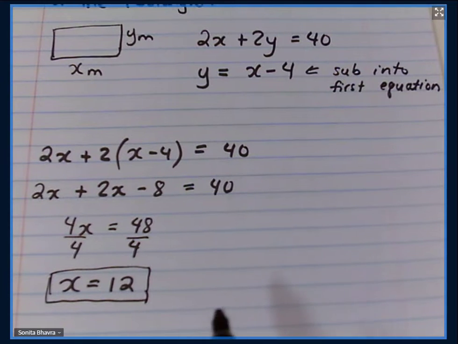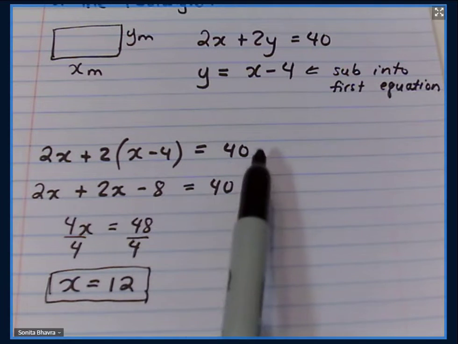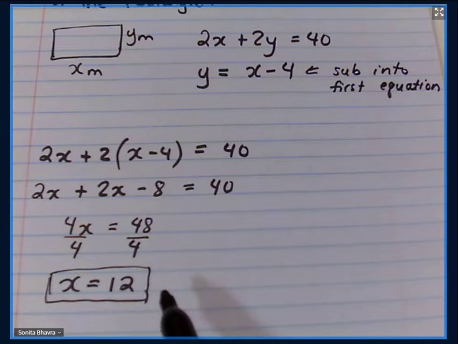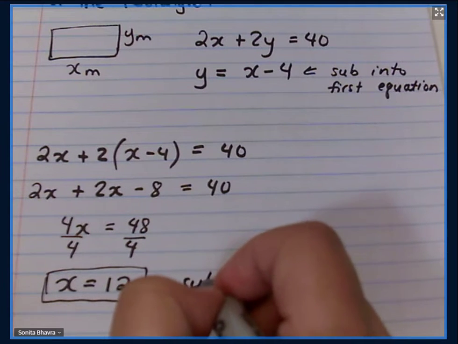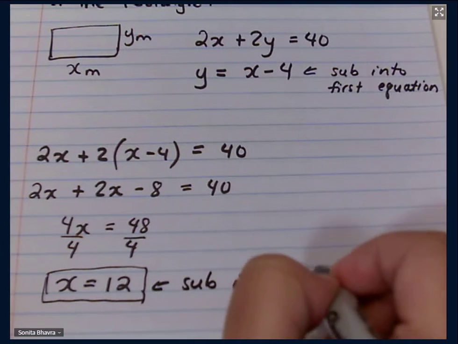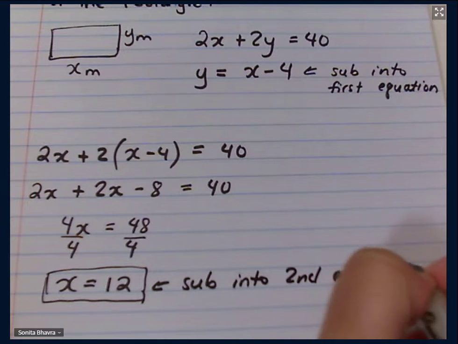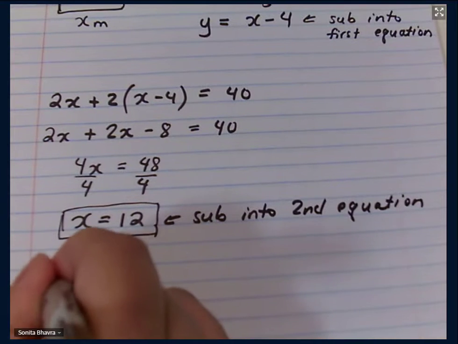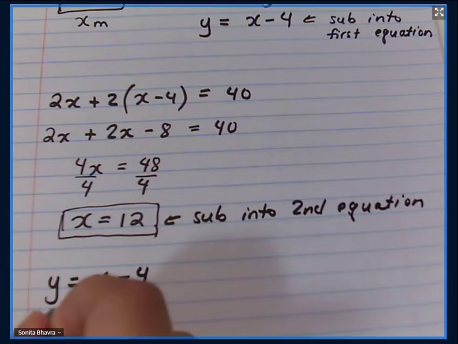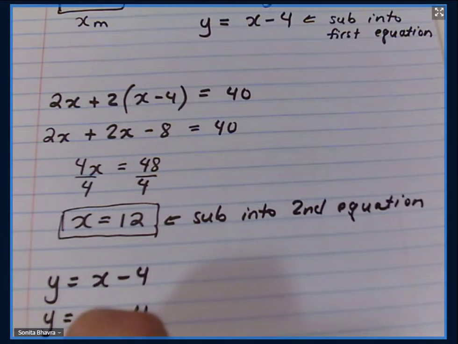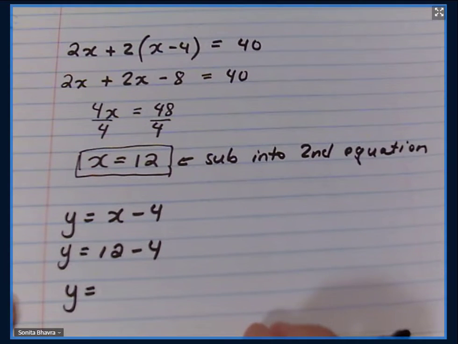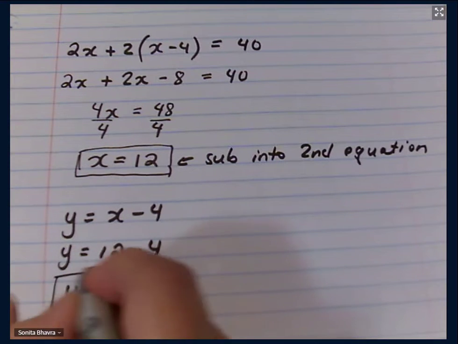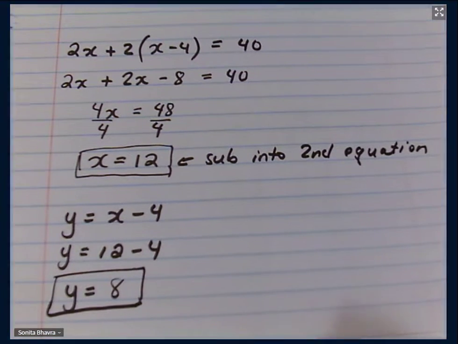All right, so since this was the first equation, when we take our x equals 12, we have to substitute it into the second equation. So sub into second equation. All right, so our second equation, which is y equals x minus 4. So y is equal to 12 minus 4, and y is equal to 8.